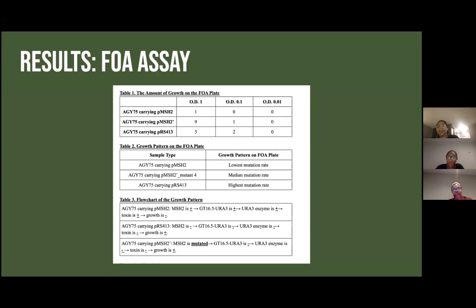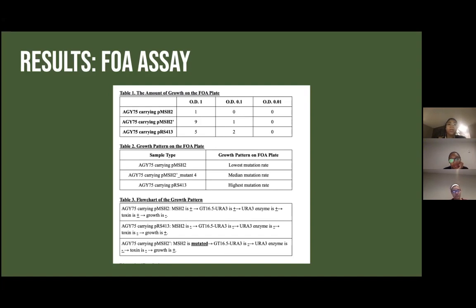The last part of our lab was the FOA assay lab. As I mentioned, the FOA assay is extremely important to determine and compare the mutation rates of the different strains that we are studying. The mismatch repair mechanism is essential for this stage because pSH44 is prone to mutations because of the GT16.5 URA gene, and those frameshift mutations must be fixed.